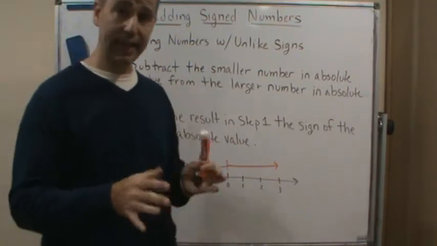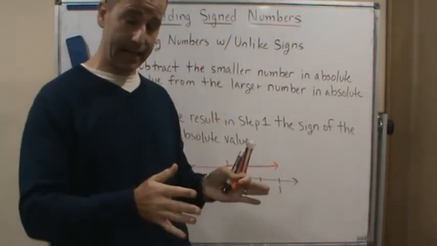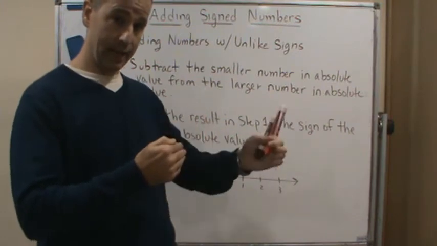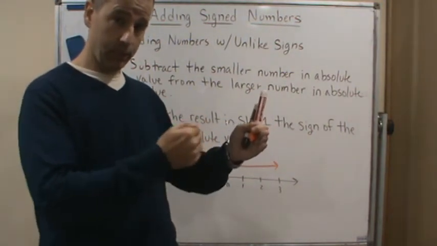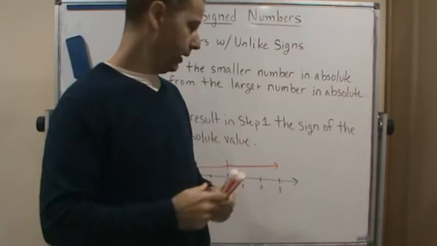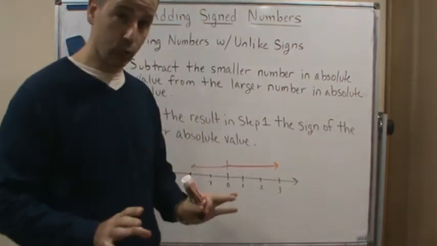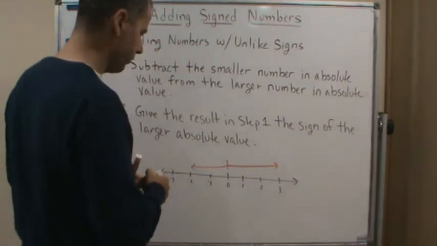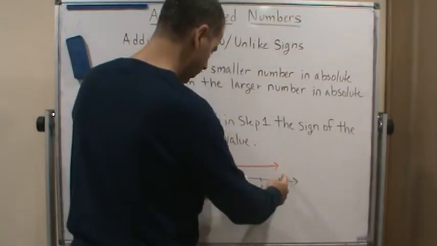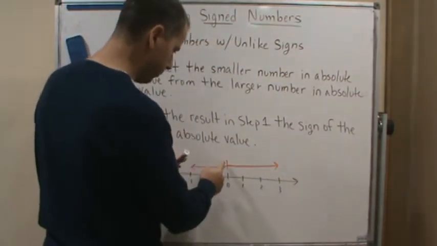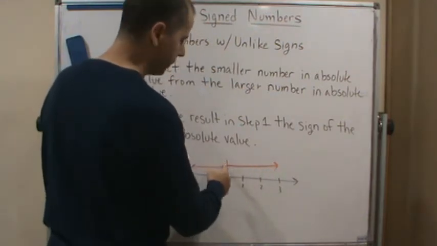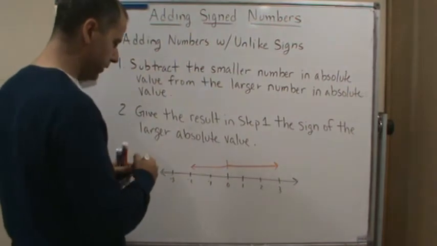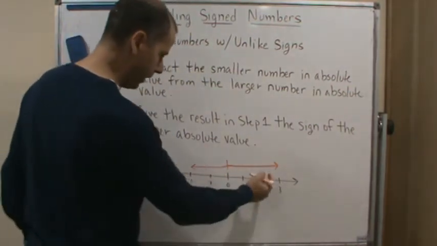Just like I did with the same signs, I'm going to put my arrows head to tail. It doesn't matter which arrow I move, I'm going to get the same answer. So I'm going to move the tail of this arrow to the head of this arrow.